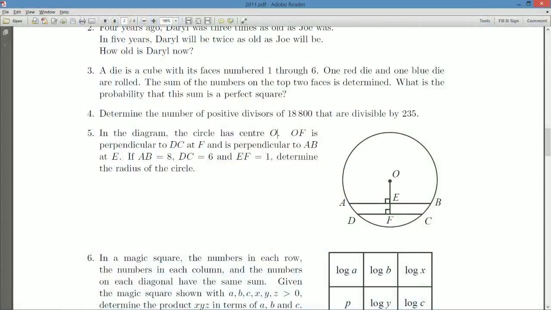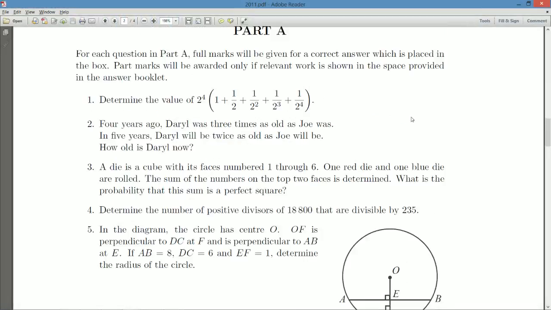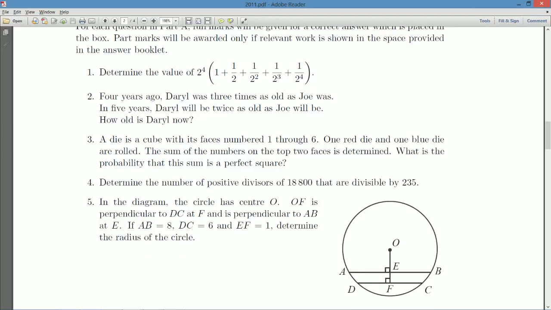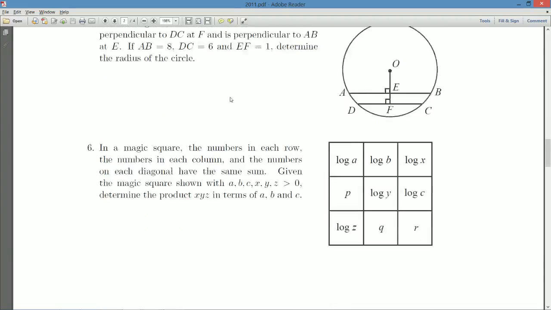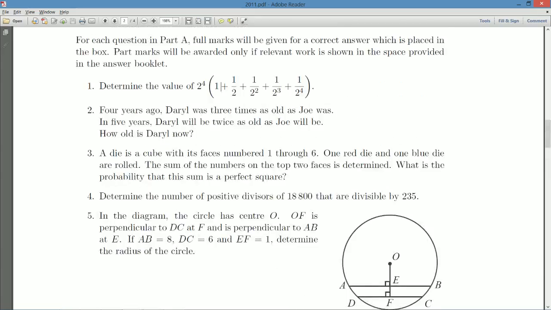Alright, question 4. Determine the number of positive divisors of 18,800 that are divisible by 235. Okay. Seems like a very straightforward question. Certainly one of the shorter questions in terms of how much they're saying. Question 1's a little shorter, but other than that, everything else is pretty lengthy.